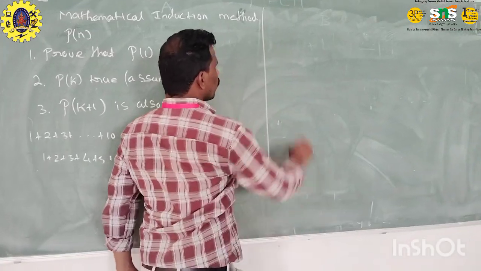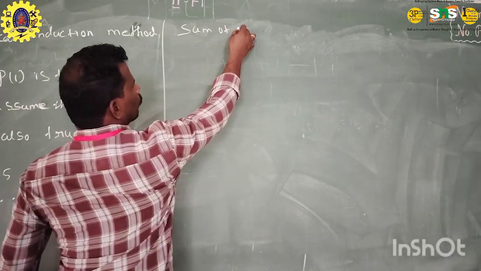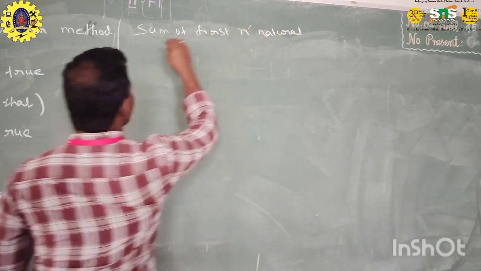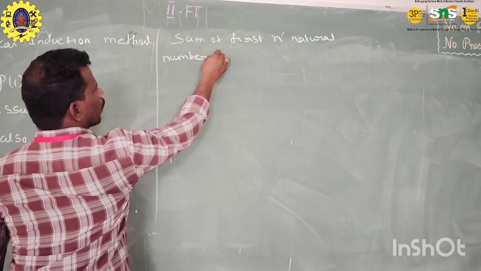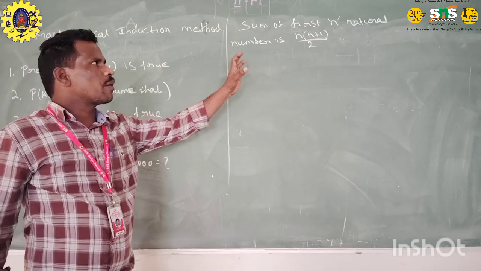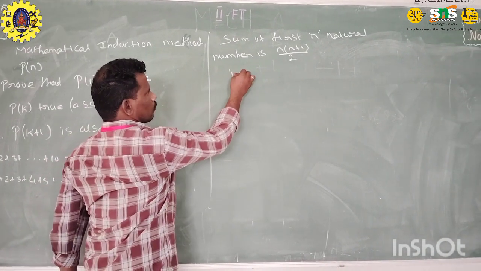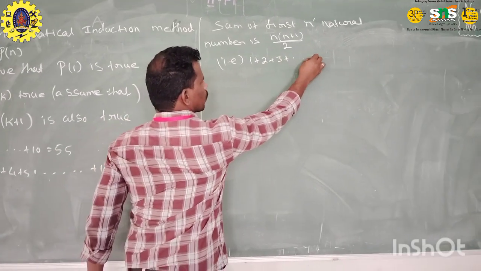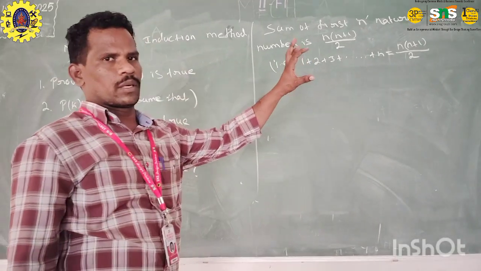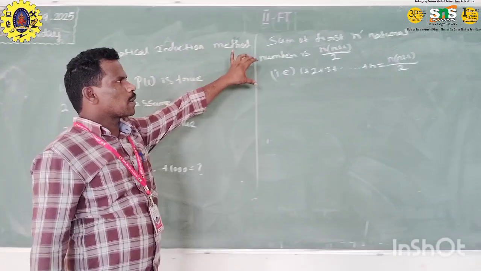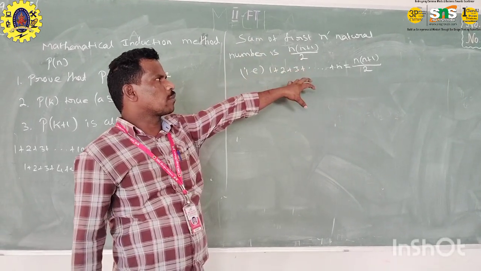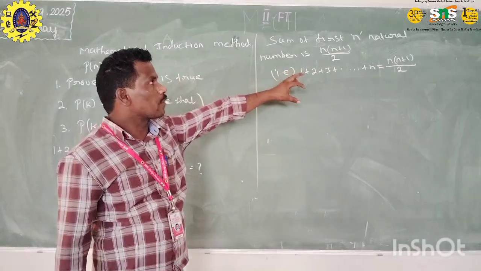The formula is: the sum of the first n natural numbers is n into n plus 1 by 2. We can use this formula to find the sum of the first n natural numbers, that is, 1 plus 2 plus 3 plus up to n equals n into n plus 1 by 2. This is a statement, and we can use the mathematical induction method to check whether it is true or false. We prove the statement that the sum of the first n natural numbers is n into n plus 1 by 2 using the induction method.